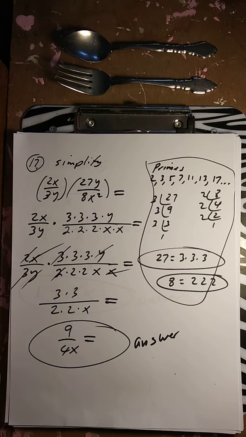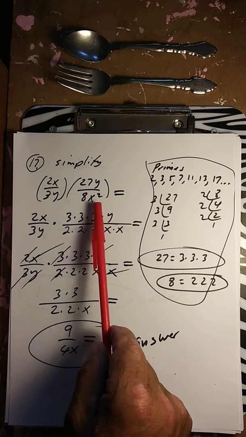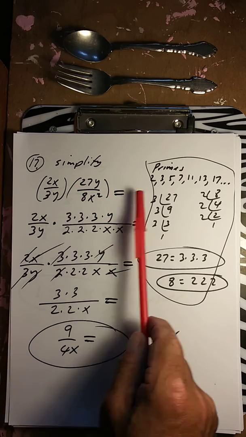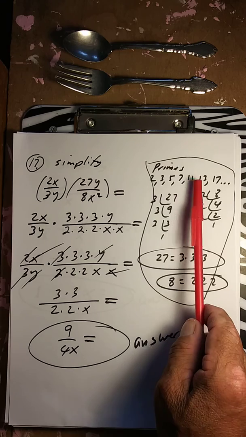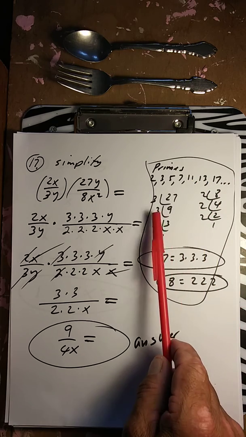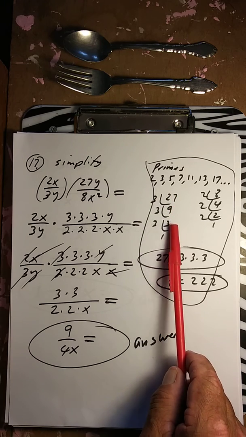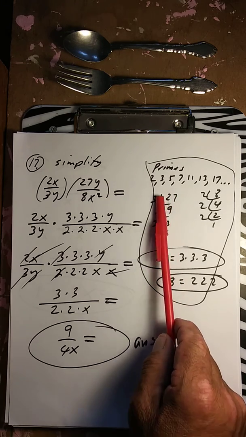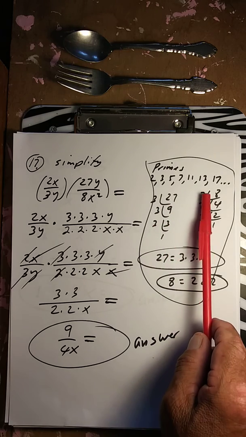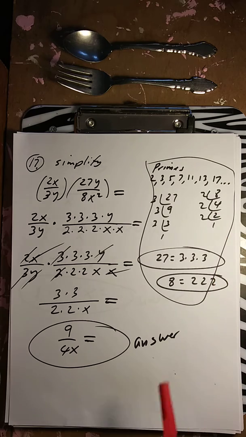Simplify this: 2x over 3y times 27y over 8x squared. Let's rewrite this first using prime numbers: 2, 3, 5, 7, 11, 13, 17, 19, and keep going. Let's start with 27. 3 divides 27, 9. 3 divides 9, 3. 3 divides 3, 1 time. So 3, 3, 3 is 27. 2 divides 8, 4. 2 divides 4, 2. 2 divides that, 1 time.